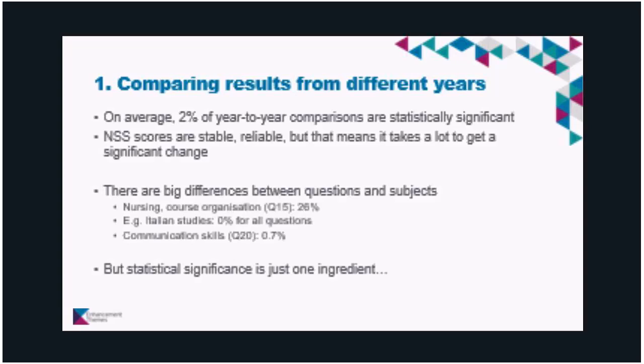Now I will say that statistical significance, as I said, is just one ingredient in the interpretation of the results. So you may have other evidence that a change is meaningful. There's an example I know of where there was a department that struggled with the timeliness of feedback and the students were quite negative about it. They made some big changes.